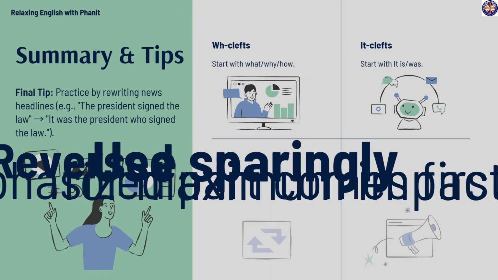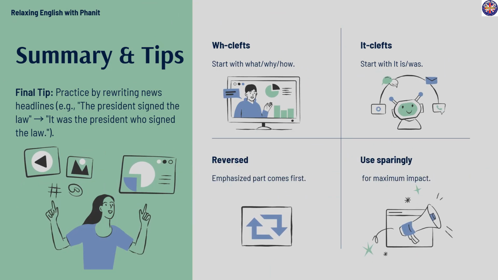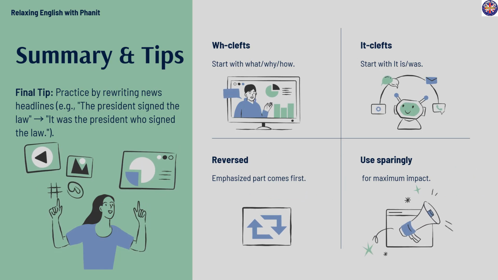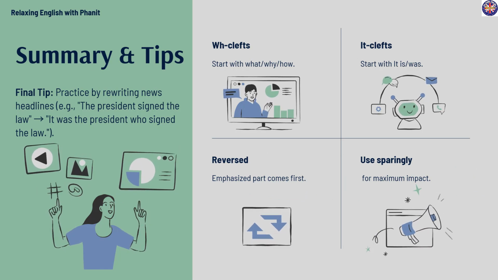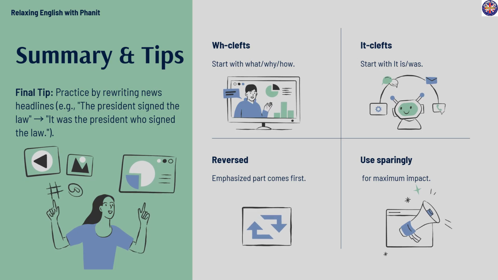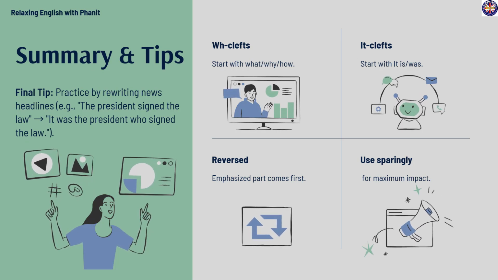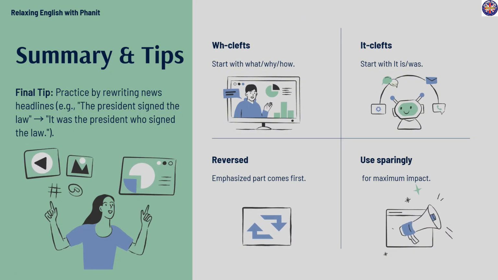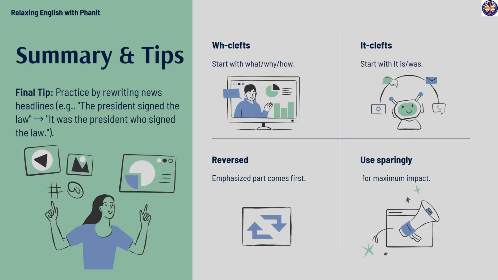To recap, use WH-clefts for definitions, IT-clefts for drama, reversed for writing, and special structures for clarity. Try rewriting news headlines for practice. For example, "the president signed the law." "It was the president who signed the law." Now go highlight what really matters in your sentences.